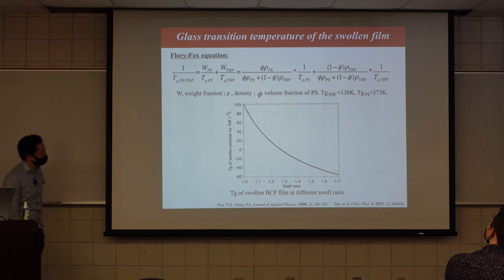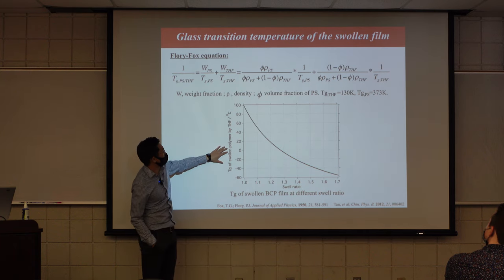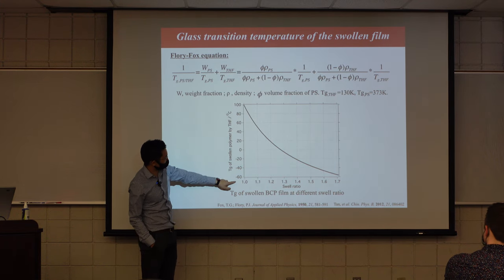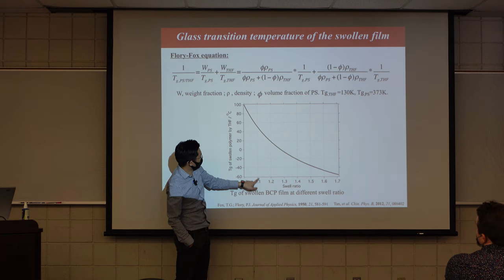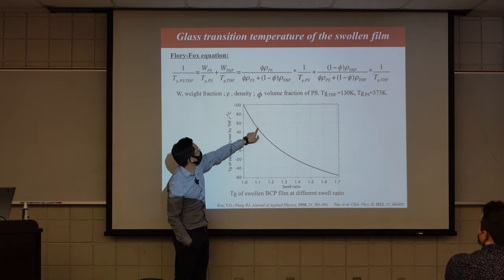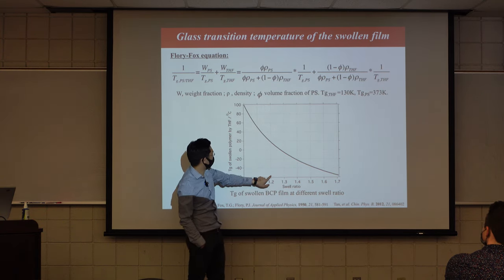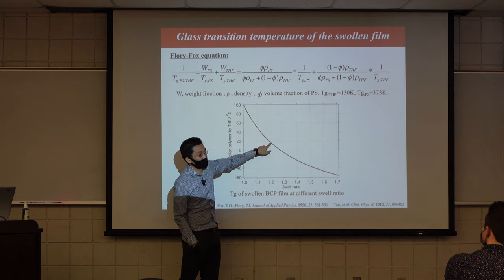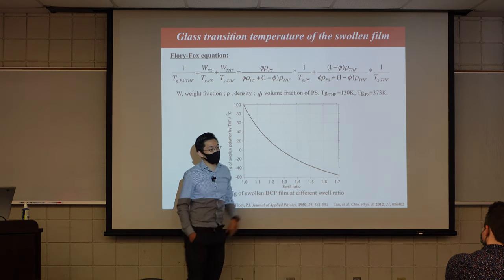This is also some theoretical calculation of the swell ratio with respect to the Tg of the polymer. We know THF's Tg. We can use the Flory-Fox equation to calculate the swell ratio versus the Tg. Assuming this polystyrene, when you swell 10% of it, you lower the Tg from 100 to roughly 50 degrees Celsius. So you need to reach roughly 20% swelling to lower the Tg of the polymer to room temperature, to make it mobile. So any swelling below this is not particularly useful for the ordering process.